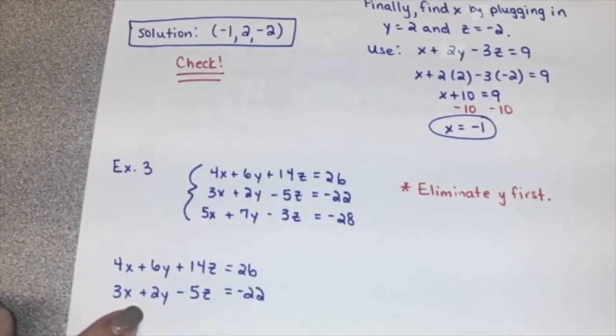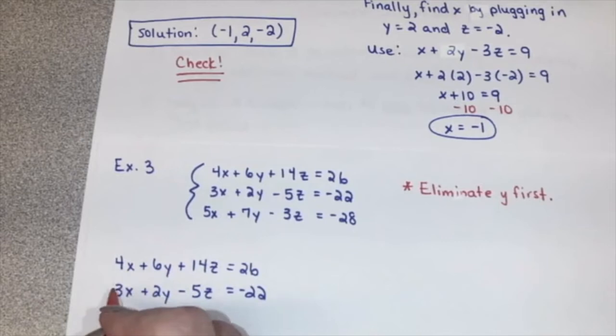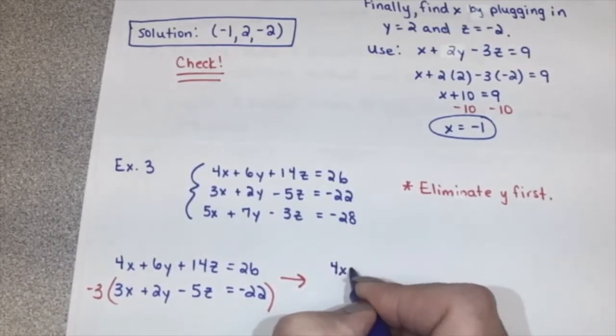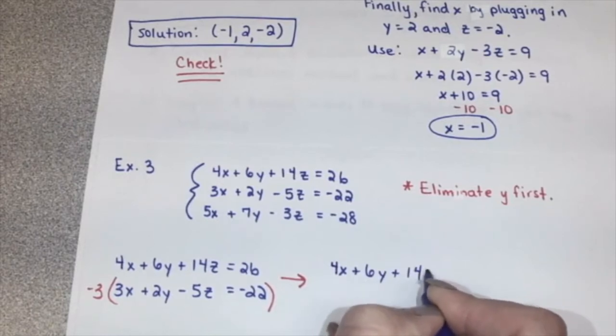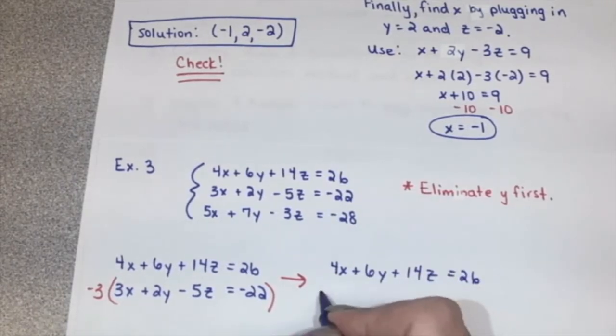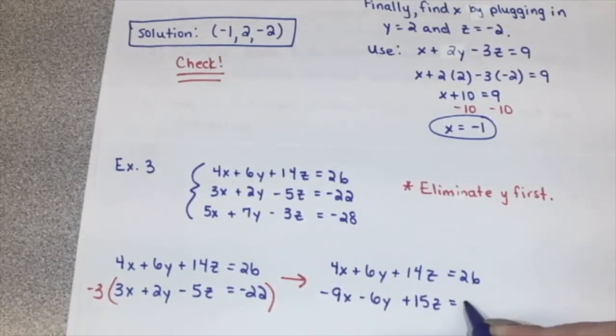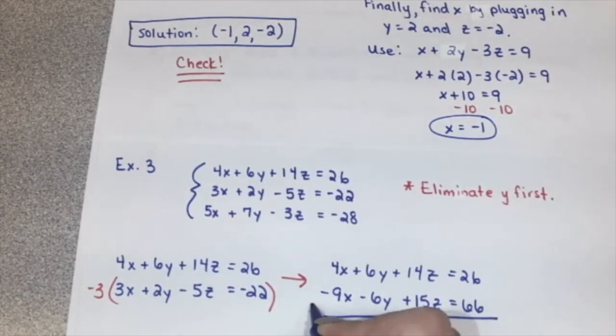If I want to eliminate y, like I said, what do I need to do to the second equation? This number right here needs to cancel with the 6, so I need to multiply it by a what? What would cancel out 6? A negative 6, right? So I need to multiply by negative 3. Okay, so this is what you should end up getting. The first equation doesn't change. And the second equation, you're going to get negative 9x minus 6y plus 15z equals 66. Make sure you multiply everything through by the negative 3.